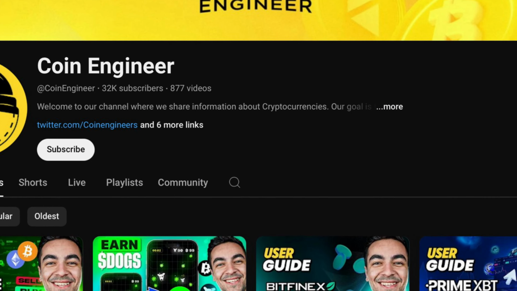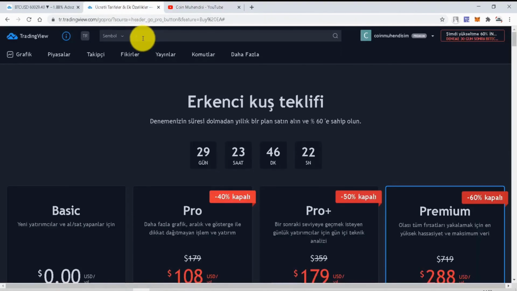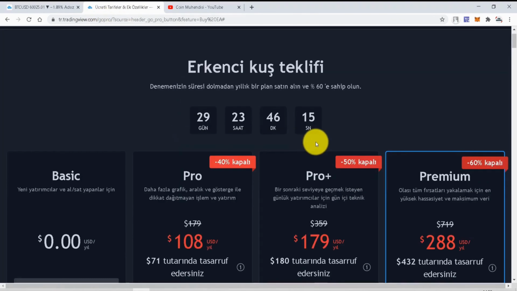Today's topic is moving average. Now, let's head over to Tradingview.com. This is Tradingview.com. I currently have a 30-day trial version.